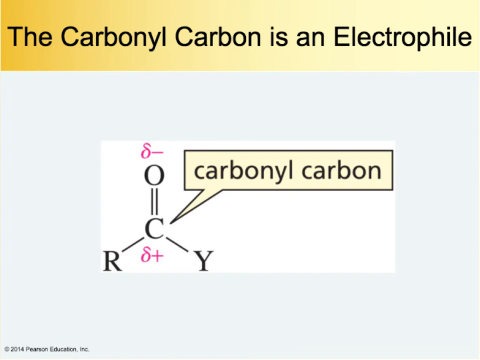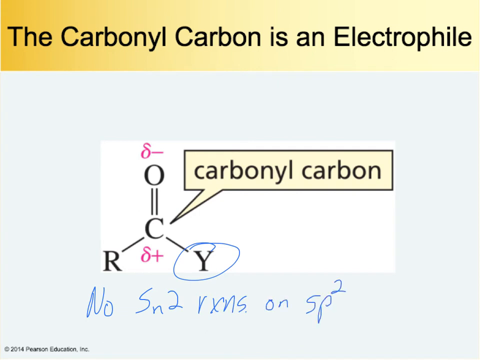We talked about doing substitutions of whatever Y is here, right? But we know we cannot do SN2 reactions on sp2 carbons, right? None. So we're going to do a substitution. We're going to lose this. This is going to be substituted. But we're not going to do an SN2. We're going to do a different mechanism.